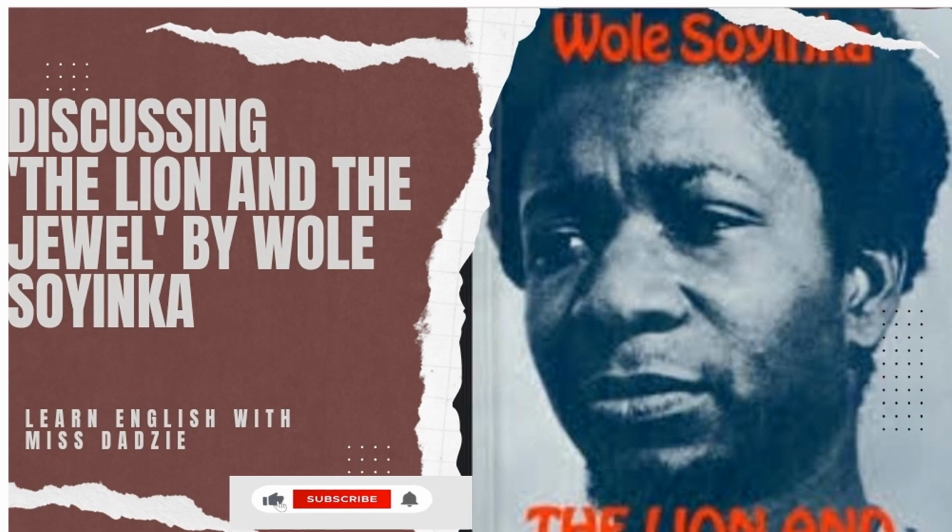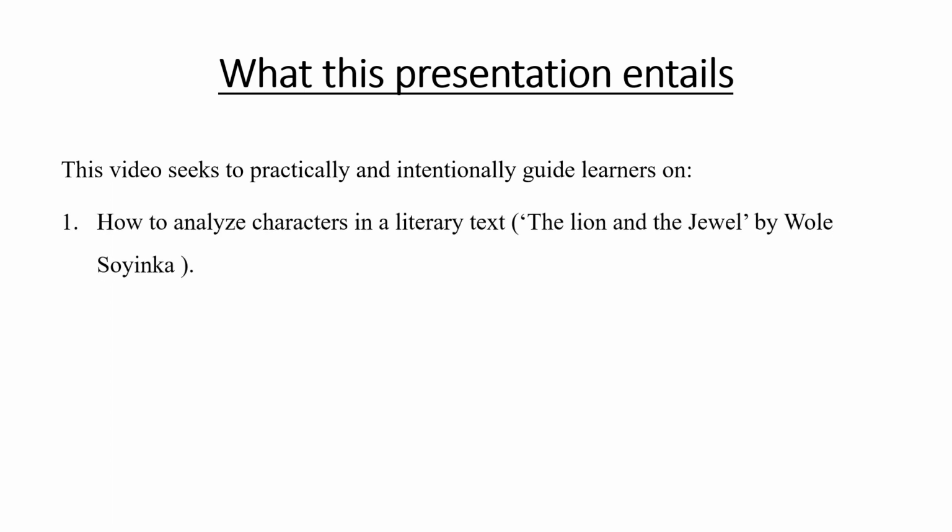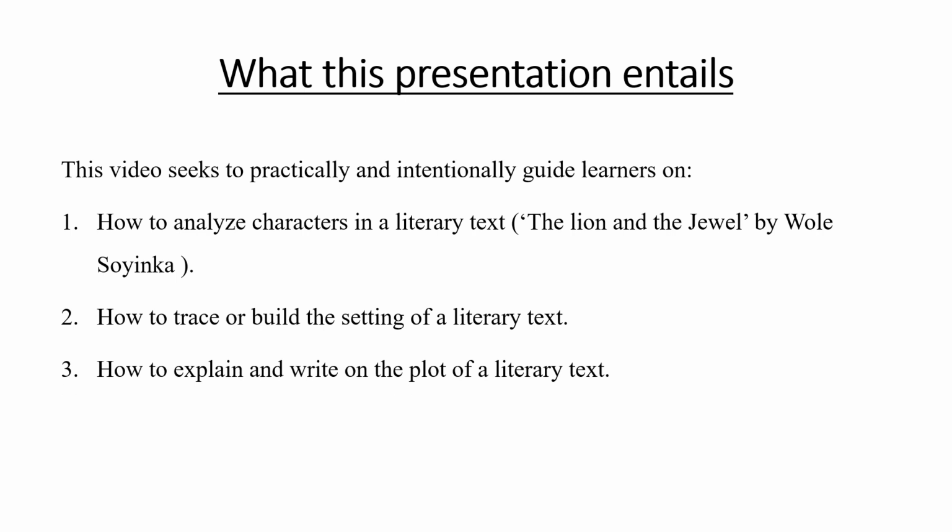What this presentation entails: this video seeks to practically and intentionally guide learners on how to analyze characters in a literary text, that is The Lion and the Jewel by Wole Soyinka, how to trace or build the setting of a literary text, and how to explain and write on the plot of a literary text. Before we start the presentation, I would want to remind all of you that whatever is being discussed or taught here can be applied to every literary text that you come across.